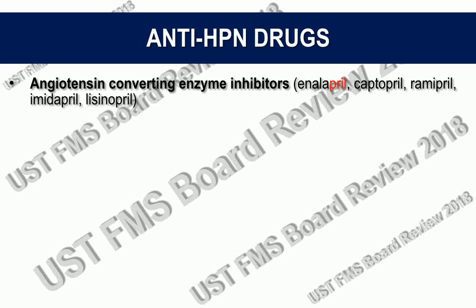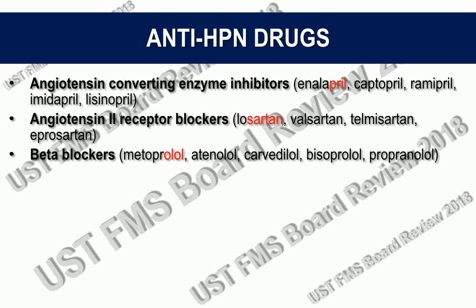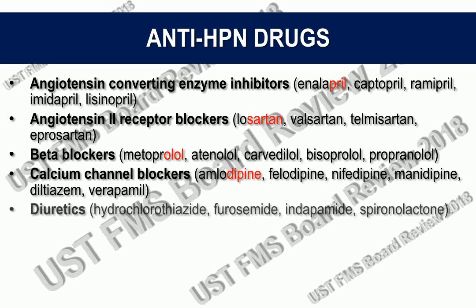Of course, your ACE inhibitors are your prils, your enalapril, captopril, ramipril, etc. ARBs are your sartans, losartan, valsartan, telmisartan, and the other sartans. Beta blockers are your olols. Okay, so your metoprolol, atenolol, carvedilol, bisoprolol, propranolol. Calcium channel blockers consist of your dihydropyridines. These are your amlodipine, felodipine, nifedipine. These are your vasodilators. And you do have your non-dihydropyridines consisting of your diltiazem and your verapamil.